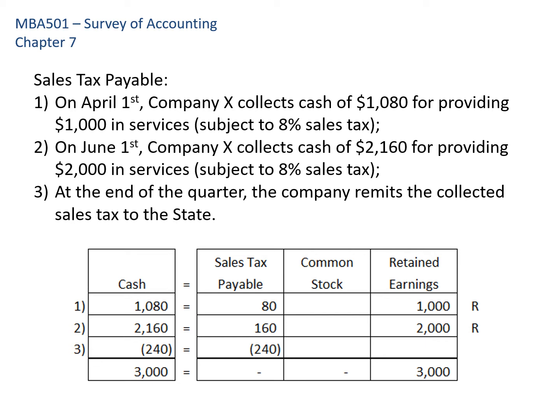So at the end of the quarter, we remit that money to the state. Now we can pay it back to the state in Washington, and then they'll remit it out to the county and the city and all those different districts. So we only have to send one payment in with information about that. So in that case, we cut a $240 check to the government, and we reduce our sales tax payable down to 0.